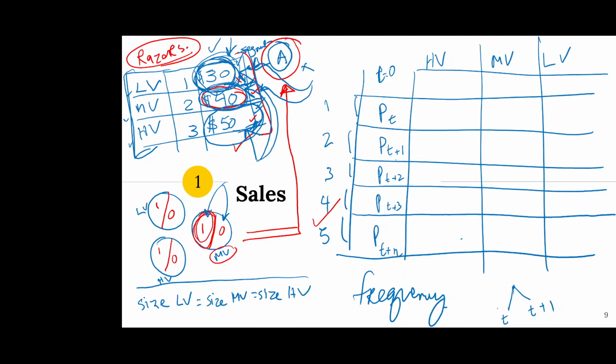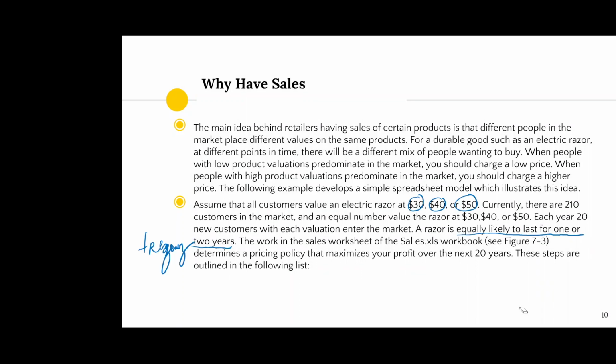So I might buy here, but I will not buy here, or I might not buy here, but I might buy here, or maybe it's going to be every other year that I will buy, or every 2 years I will buy. So in any situation, this means that I am equally likely. This is what the question is saying. The question here is saying equally likely to last for 1 or 2 years.